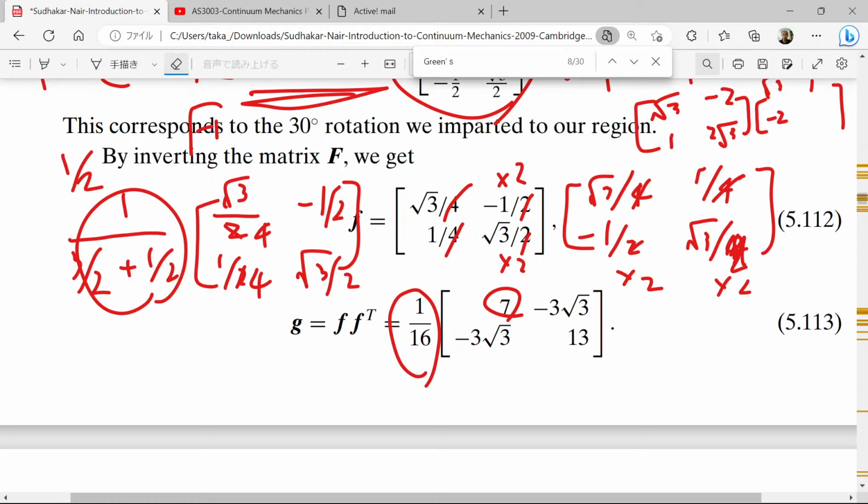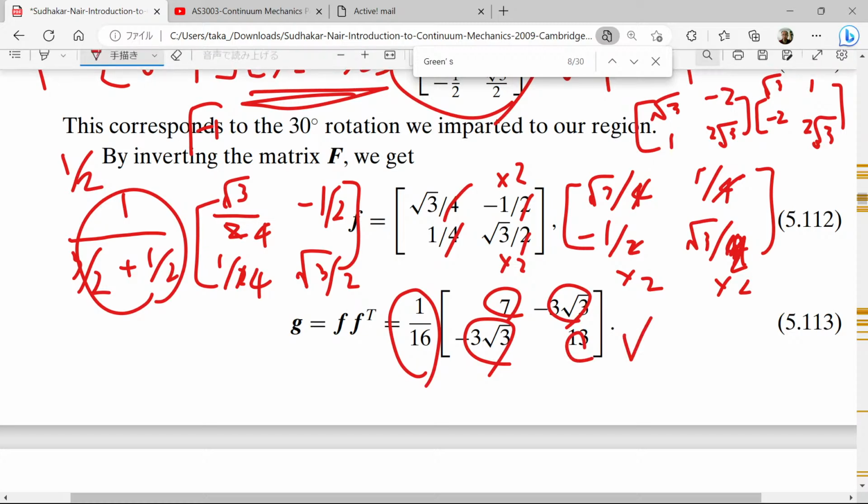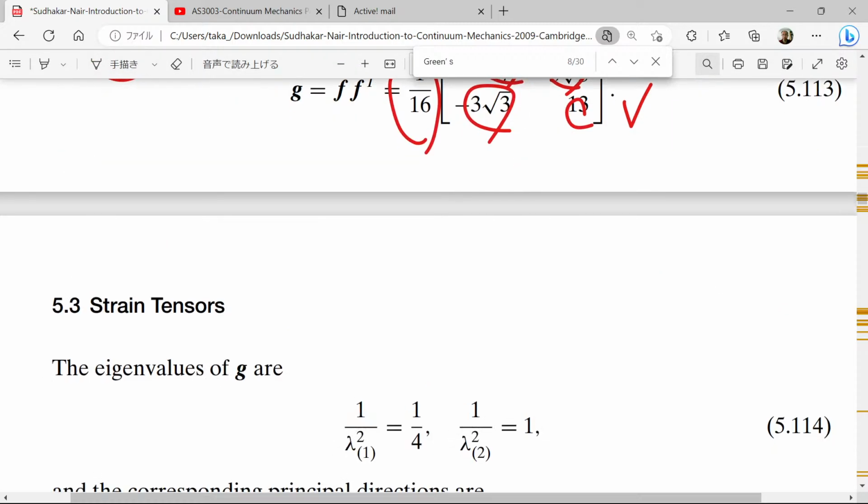This is 2 square root of 3. This way. Okay, 1, 4 minus 3. Okay, this is okay. This is okay. Okay, this is okay. So this is okay.